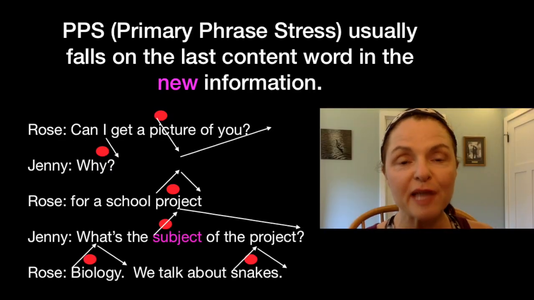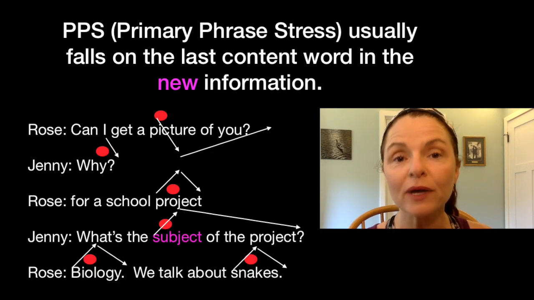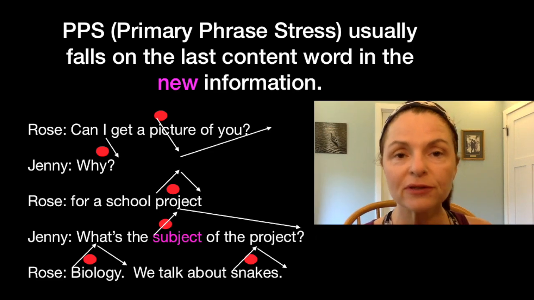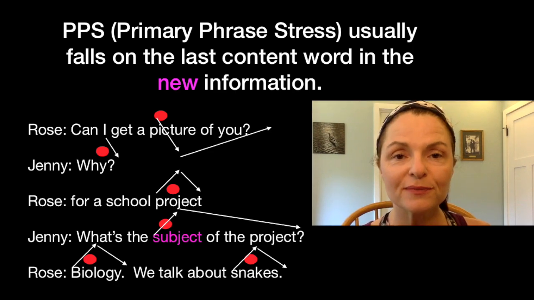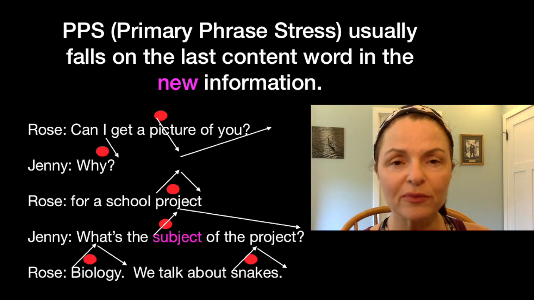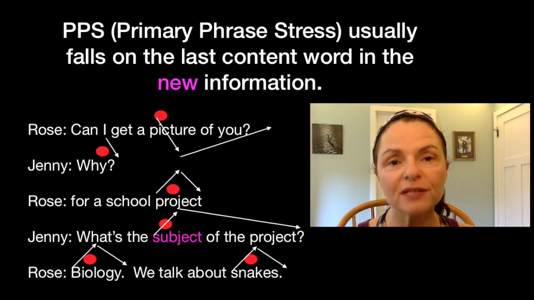Let's look at this example. This shows how PPS goes on the last new word in the thought unit, not just the last content word. It has to be a new one. Can I get a picture of you? Why? For a school project. What's the subject of the project? Biology. We talk about snakes.